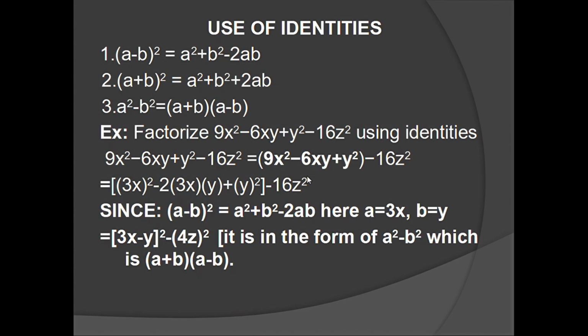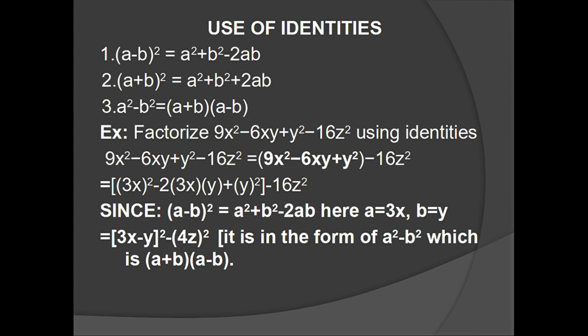Next, use of identities. We know that we have specific algebraic identities like (a minus b) whole square, which is a square plus b square minus 2ab, (a plus b) whole square, which is a square plus b square plus 2ab, and a square minus b square, which is (a plus b) into (a minus b). So I will show you a sum in which we use these identities to get the factorized answer.